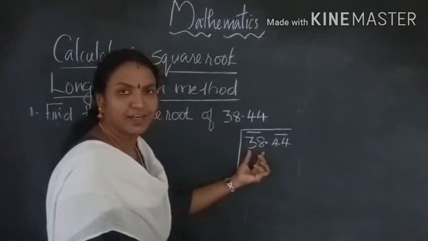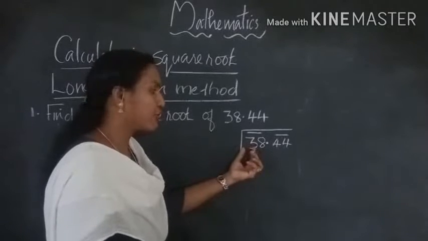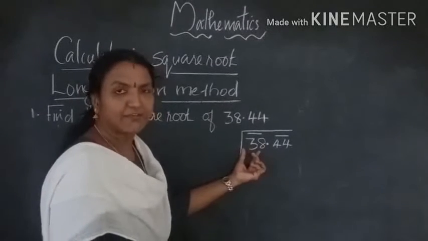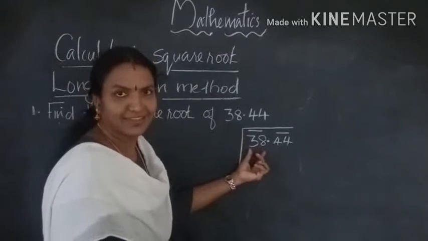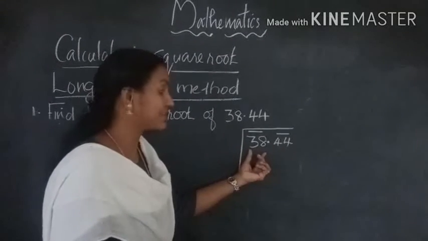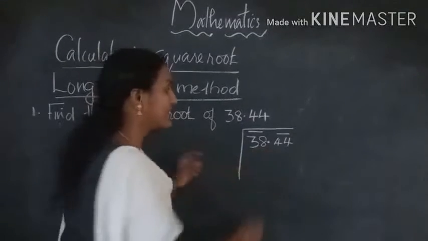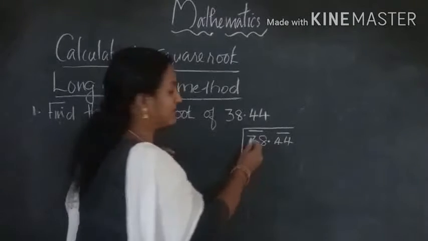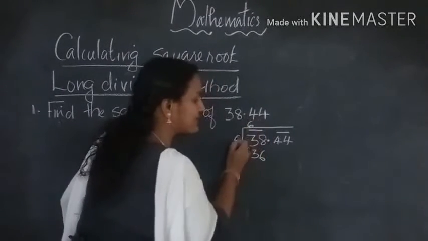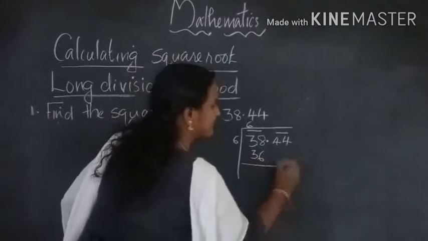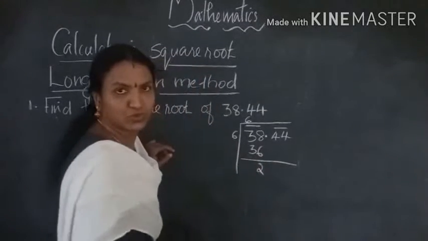1 square is 1, 2 square is 4, 3 square is 9, 4 square is 16, 5 square is 25, 6 square is 36 and 7 square is 49. 49 is greater than 38. So we consider 6 square is 36. 6 6s are 36. Subtracting 36 from 38, balance 2.